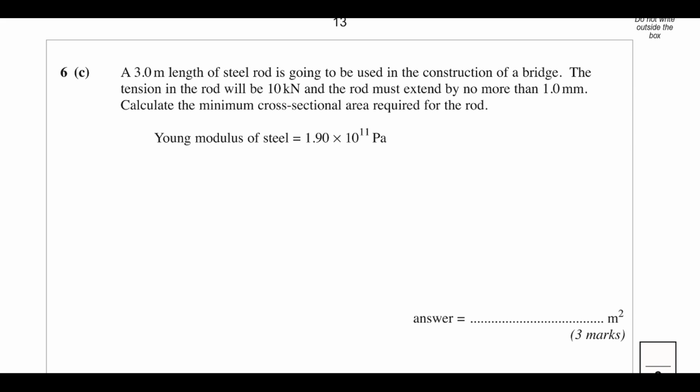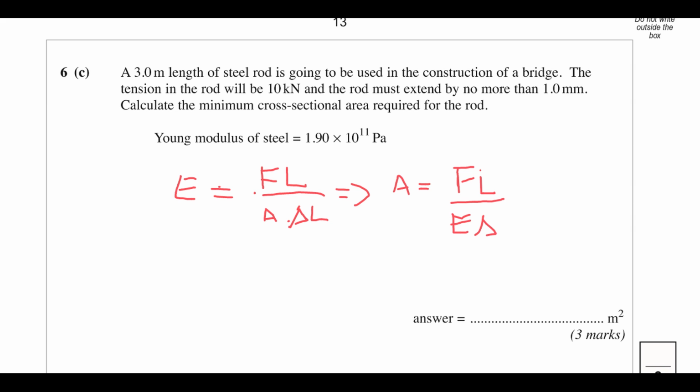The next one: a 3 meter length of steel rod is going to be used in the construction of a bridge. The force applied will be 10 kilonewtons, and its extension can only be 1 millimeter. Calculate the minimum cross-sectional area for the rod, given the Young modulus. Young modulus is calculated by stress over strain, so that's force divided by area, over change in length over original length. We want to get the area, so that's going to be FL over E delta L.